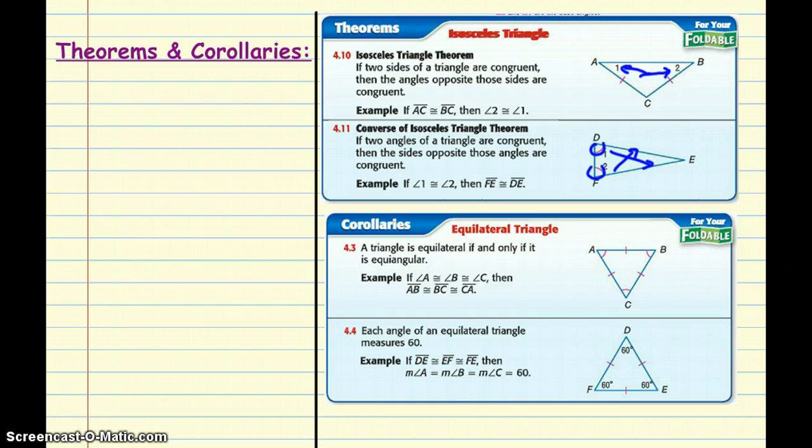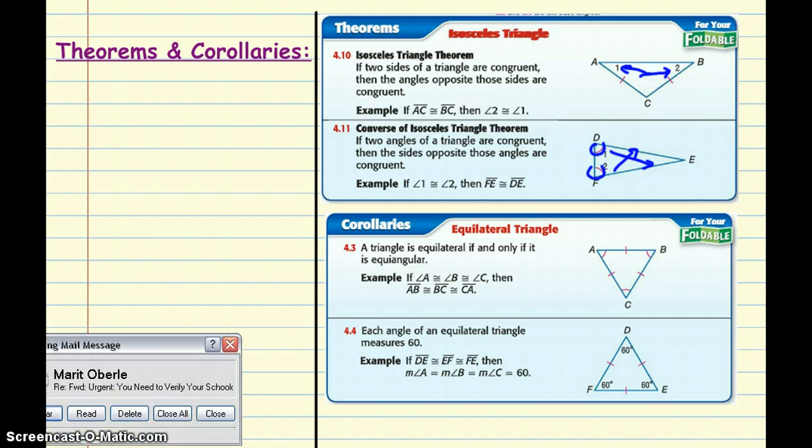And then 2 corollaries to talk about in regards to an equilateral triangle. A triangle is equilateral if and only if it's equiangular. Equiangular is where all 3 angles are the same. And then each angle of an equilateral triangle measures 60 degrees, and that should make sense because there's 180 degrees in any triangle, and if they're equiangular, 180 divided by 3 is 60. So let's take a look at our examples.